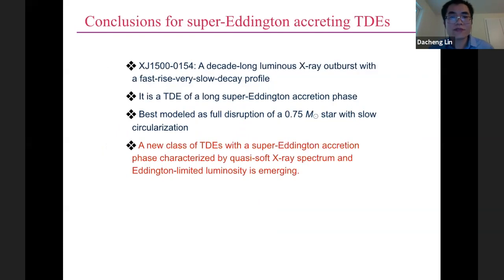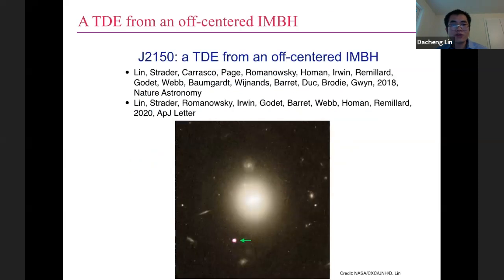So hopefully I have shown you that we have discovered a decade-long TDE with an interesting super-Eddington accretion signature. And this super-Eddington accretion phase can be characterized by a quasi-soft X-ray spectrum. Now I'm going to talk about another TDE. It is from an off-centered intermediate mass black hole.